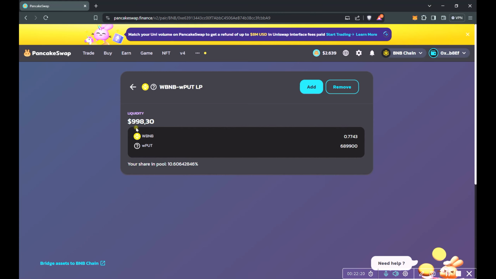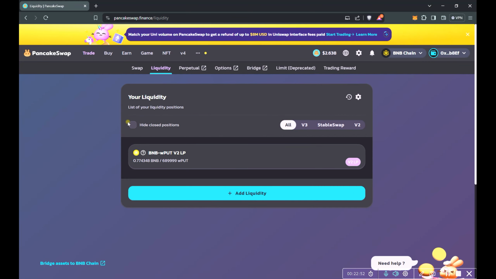We see that the liquidity is about 998.30 in this form when we account these two amounts together, because it's about 2 times $500 around, which is around $1,000 on the whole. And that means your share in the W Putin Coin Binance Coin pool is about 10.6%. Wonderful! And now you begin to earn liquidity fees whenever a trade is made in the pool.